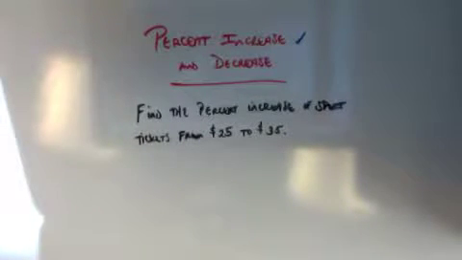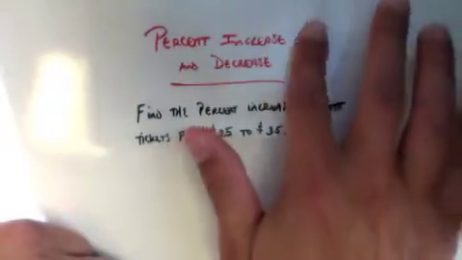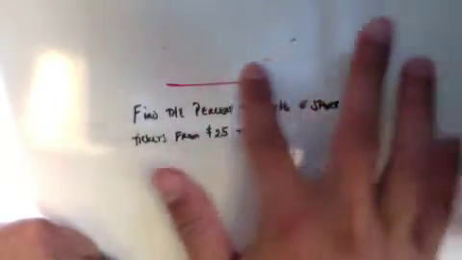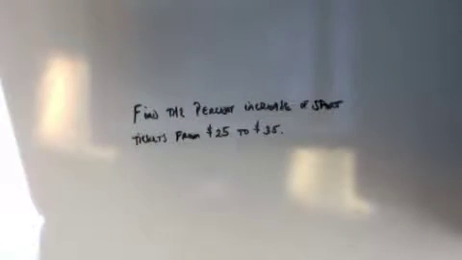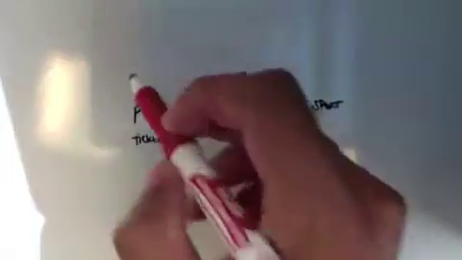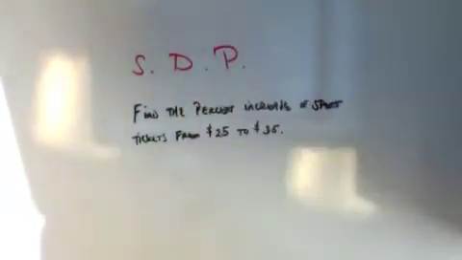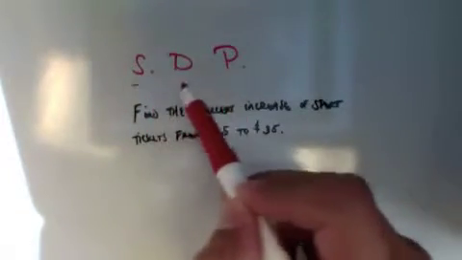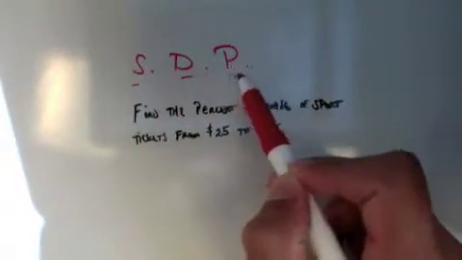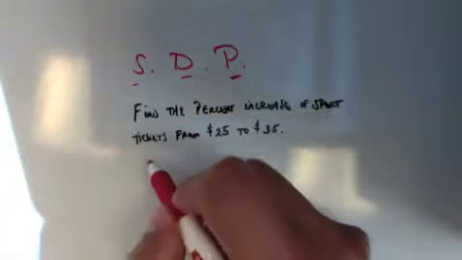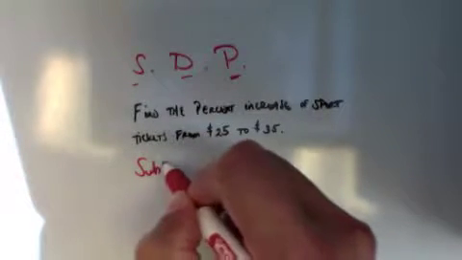Let me give myself some room here. These are pretty easy. What I like to do is teach my students an acronym, and it just goes S D P: subtract, divide, and then we're going to turn it into a percent. Subtract. So what are we going to subtract?